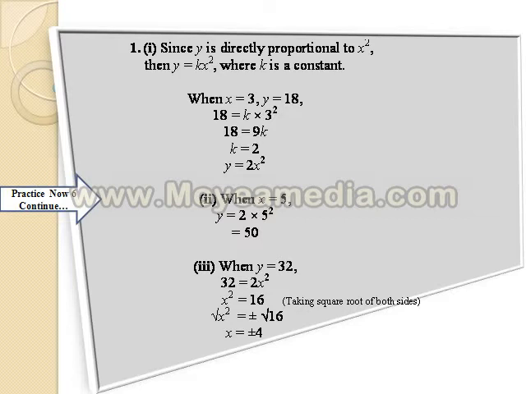Let's see the second part now. Second part says we know the value of x, which is 5, and we have to find the value of y. So what we did is y is equal to 2 into 5 power 2.